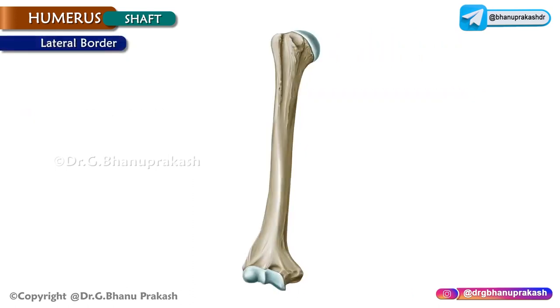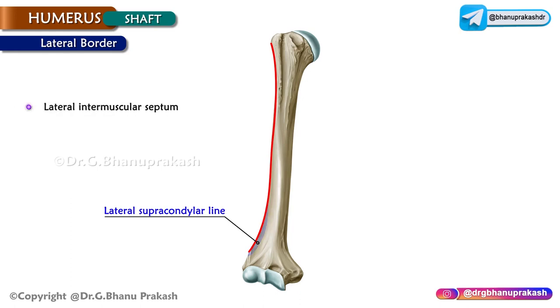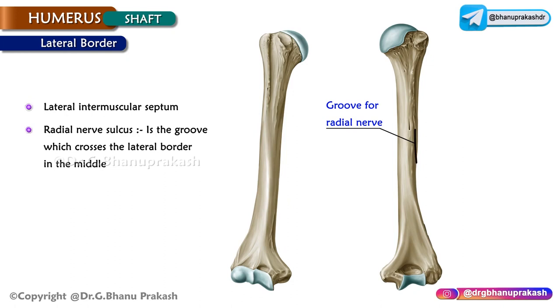The lateral border. It extends from the greater tubercle till the lateral epicondyle. The lower part is called the lateral supracondylar line that gives attachment to the lateral intermuscular septum. Radial nerve sulcus is the groove which crosses the lateral border in the middle.